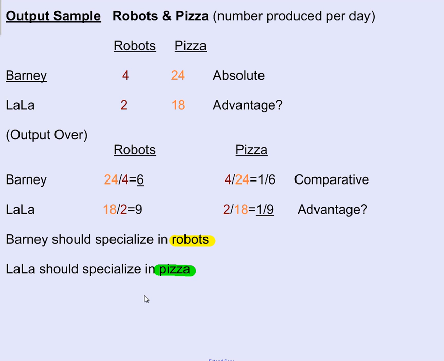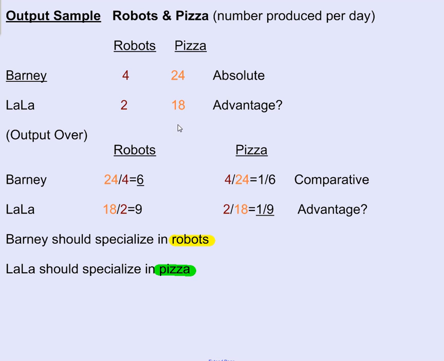This time we're, again, dealing with robots and pizzas, but notice it says the number produced per day. So the per day part is the amount of the fixed input, the amount of labor time that we're given, and the numbers in the question represent how many robots or how many pizzas we can make with that amount of input. Again, we put the people or the countries or whatever as the rows, and then the goods or services as the columns. For Barney, in 1 day, he can make 4 robots or 24 pizzas. Lala, 2 robots or 18 pizzas.